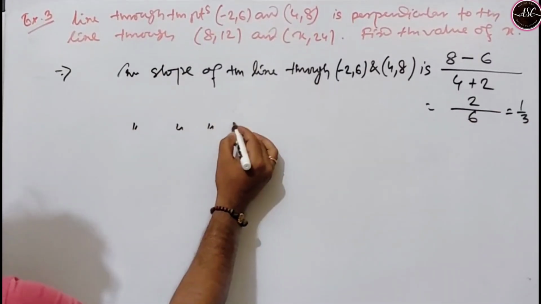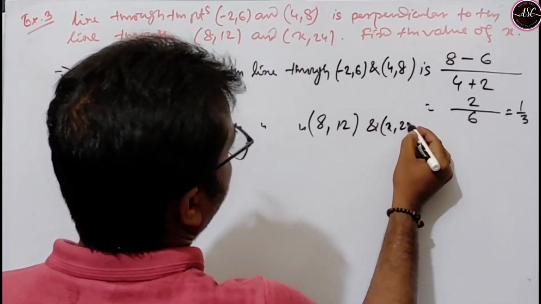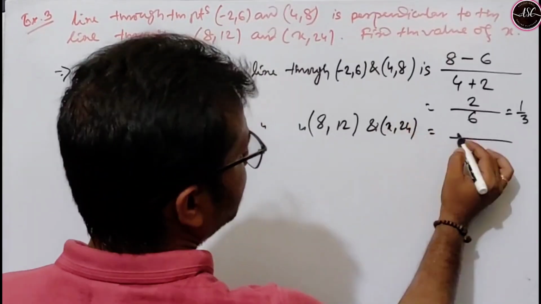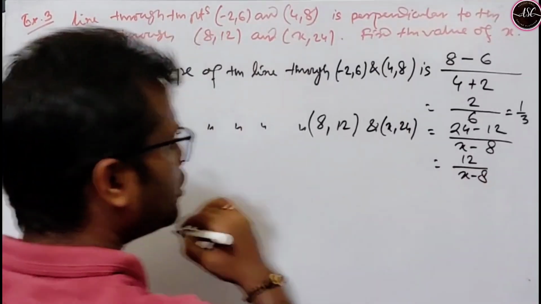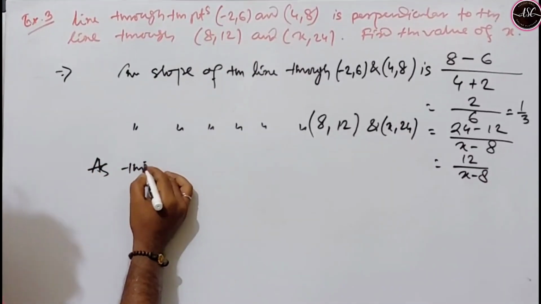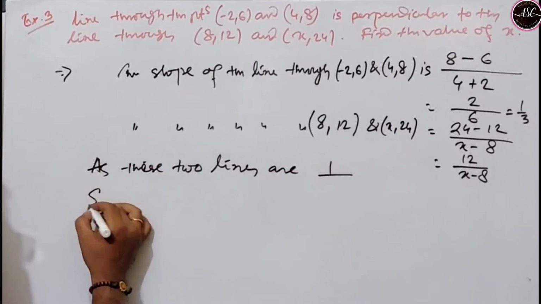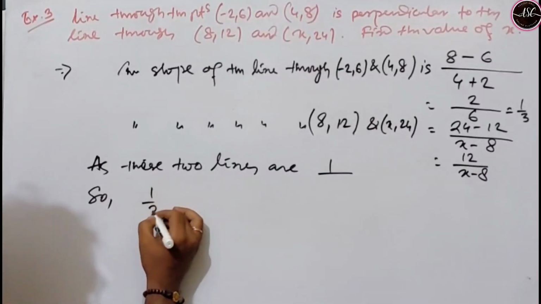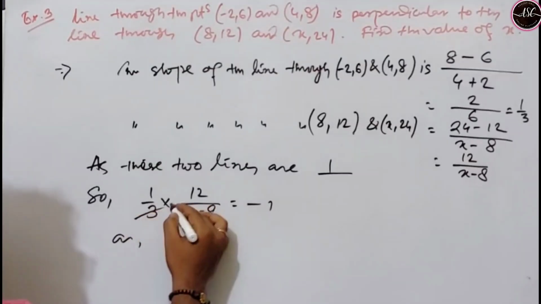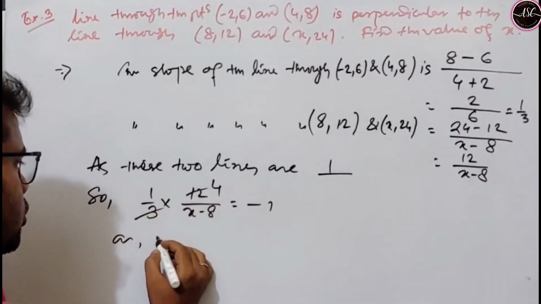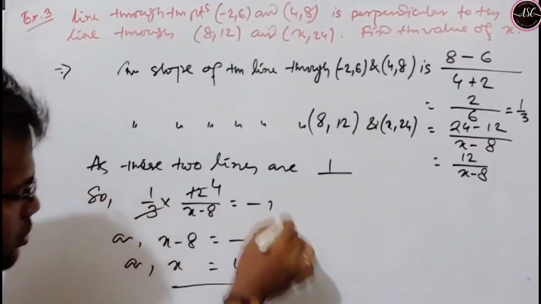And the slope of the line through (8, 12) and (x, 24) will be 24 minus 12 divided by x minus 8. So here it will be 12 divided by x minus 8. As these two lines are perpendicular, 1 by 3 into 12 by (x minus 8) equals minus 1. Just cross multiply this, and here this will be 4. So x minus 8 equals minus 4, or x equals 4. So 4 is the value of x.